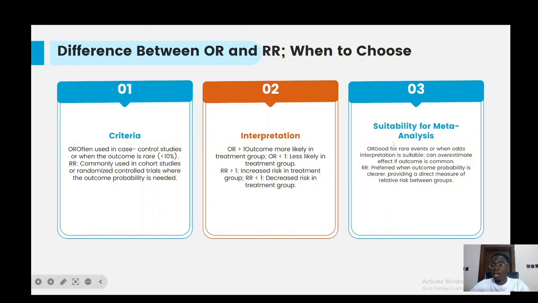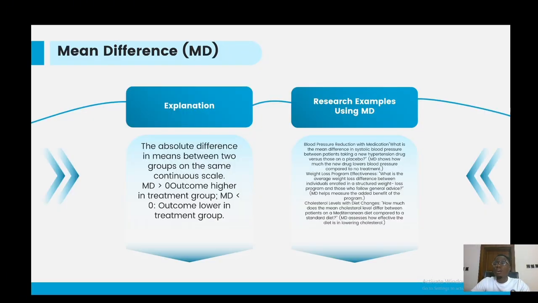So just to know this, the odds ratio is good for rare events or when odds interpretation is suitable, but it may overestimate the effect if the outcome is common. While the risk ratio is preferred when the outcome probability is clearer. So we're going to look at this more in detail.